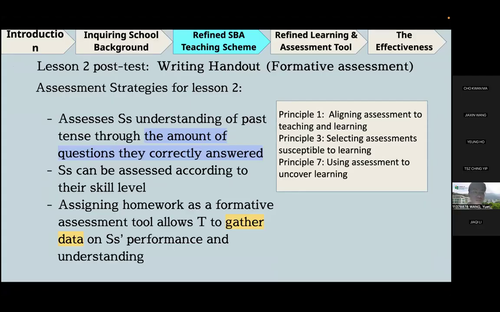And for the assignment of writing handout, it is about assessing students' understanding of past tense through the amount of questions that they could correctly answer. And it serves as a formative assessment tool that allows teachers to gather data on the grades and the marks of the students so that he can keep track of the progress of students.